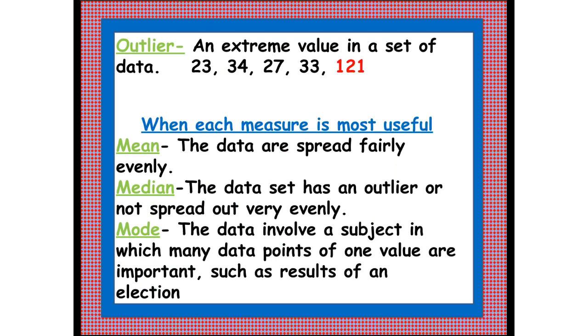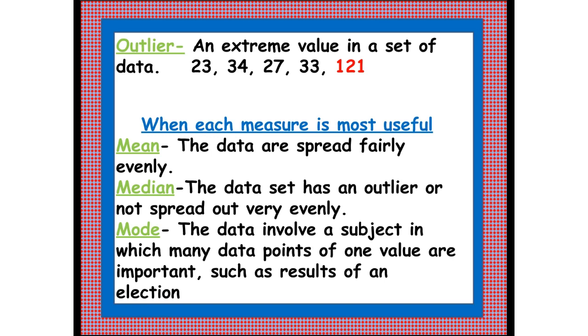Now the next term we're going to talk about is called an outlier. It starts with the word out, and you relate that word probably with outside. And that's an easy way to help remember it. An outlier is an extreme value in a set of data. For example, in this list of numbers, 23, 34, 27, 33, 121, 121 is an outlier. It is much different than all the others. Sometimes that outlier is much bigger, other times it's much smaller.